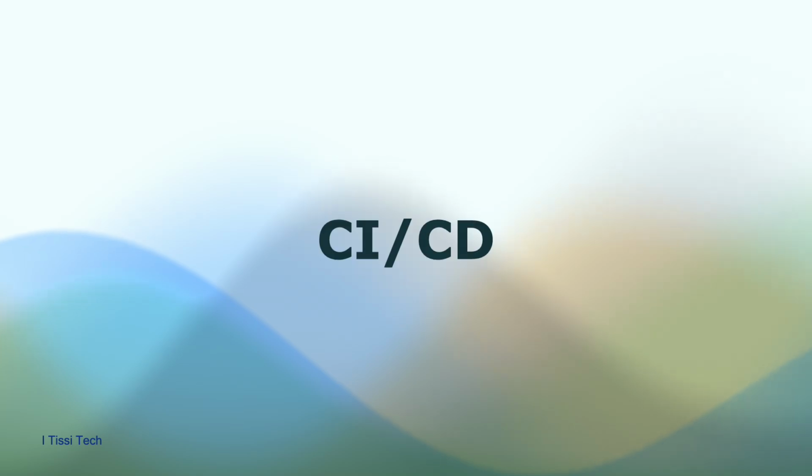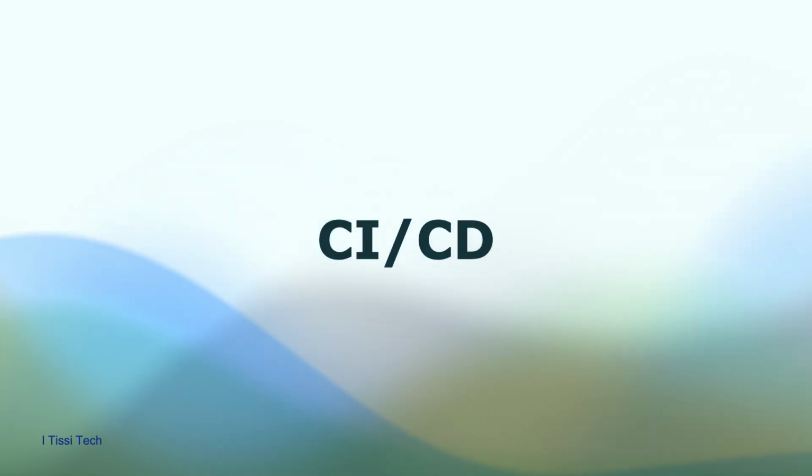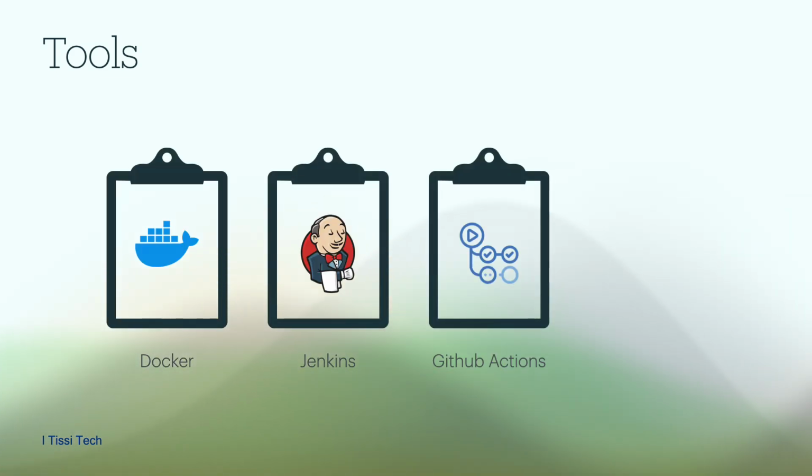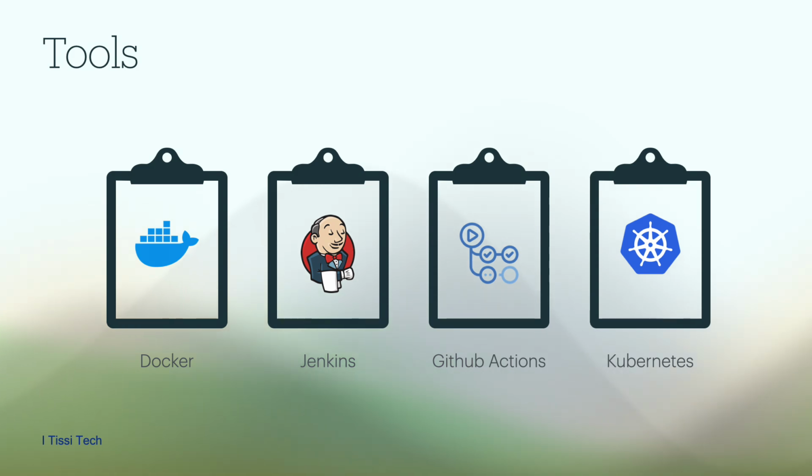Last but not least, let's talk about CI/CD. Continuous integration and continuous delivery are essential for modern software development. Tools like Docker, Jenkins, GitHub Actions, and Kubernetes can help you automate your workflow and ensure a smooth deployment process.